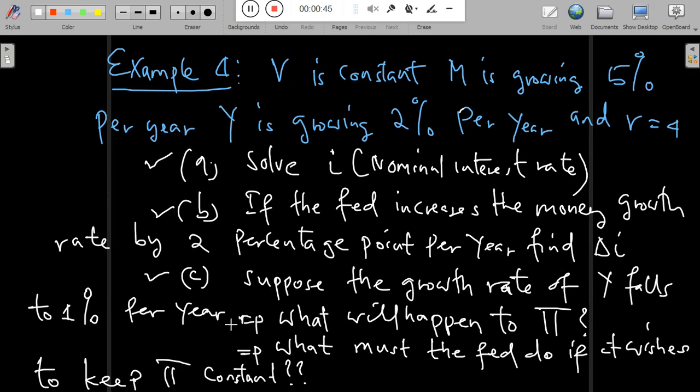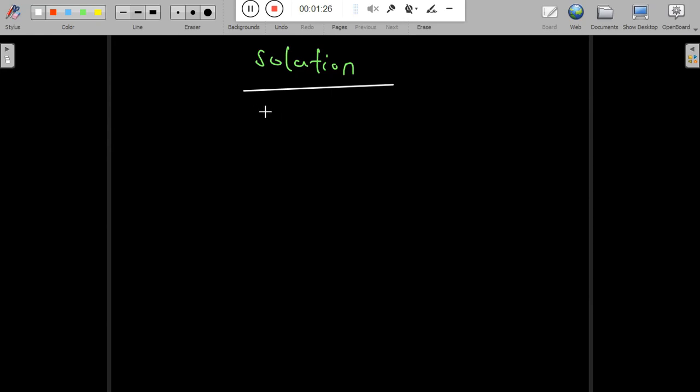Suppose the growth rate of output falls to 1 percentage point per year. What will happen to the inflation rate? But also, what must the Fed do if it wishes to keep the inflation rate constant? So how can we solve this kind of problem? We're required to solve the nominal interest rate, and to show what will be the change of nominal interest rate when the Fed increases the money growth rate by 2 percentage points per year. But also, suppose the growth rate of output falls to 1 percentage point per year, what will happen to the inflation rate? And what must the Fed do if it wishes to keep the inflation rate constant?